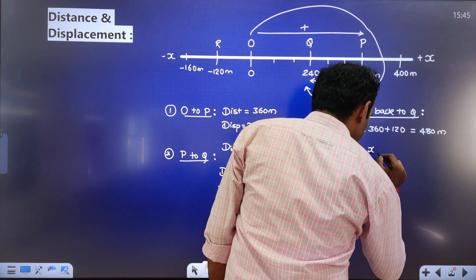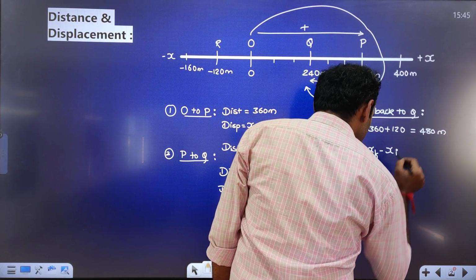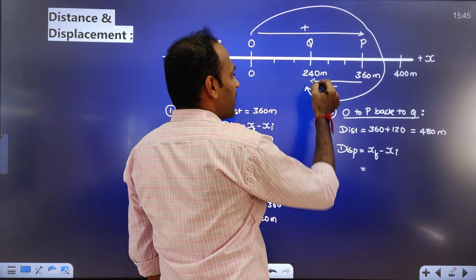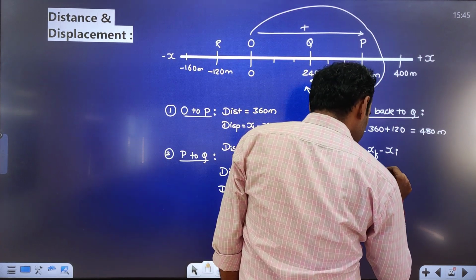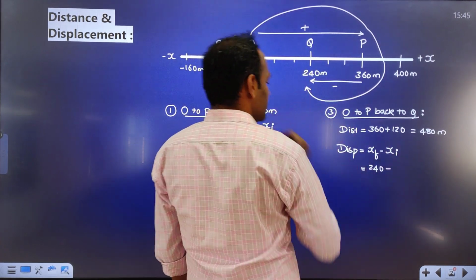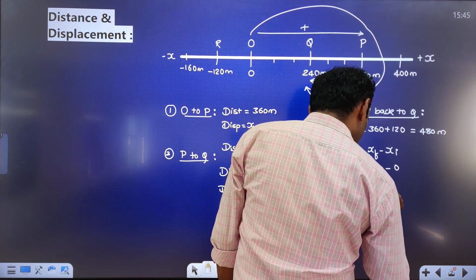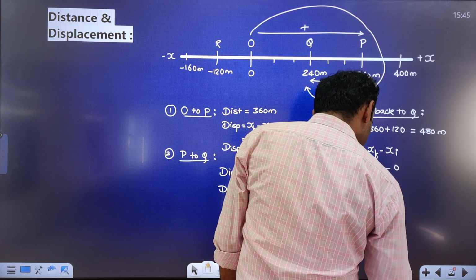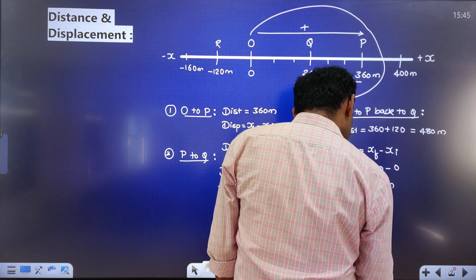So displacement will be final position minus initial position. Final position is 240. Initial position is 0. So how much will be the displacement? Displacement will be 240 meter. So this much is the displacement.